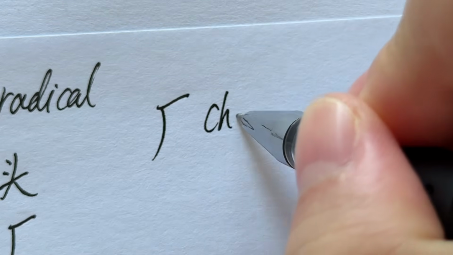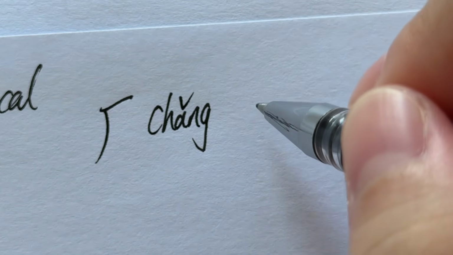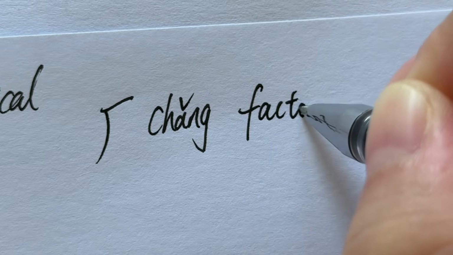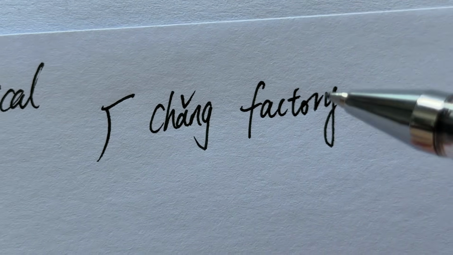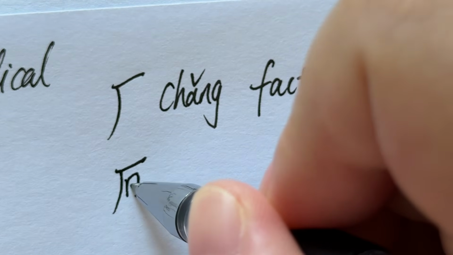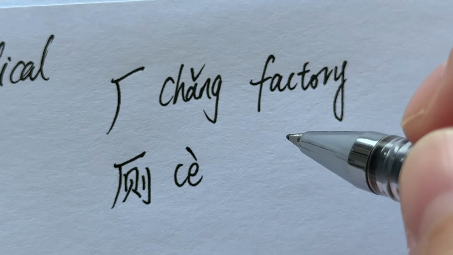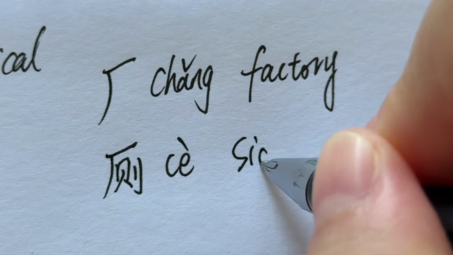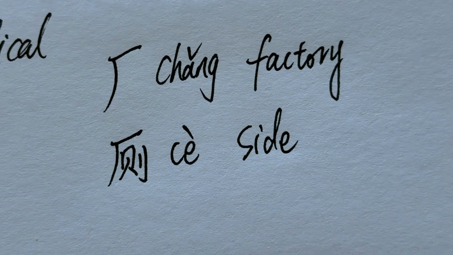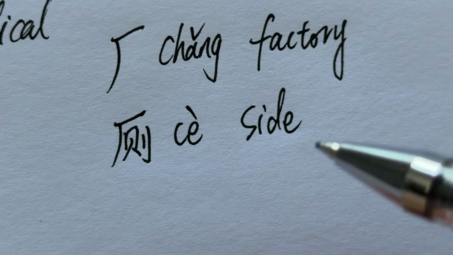厂 means a factory. 侧 side. 左侧 left side, 右侧 right side.